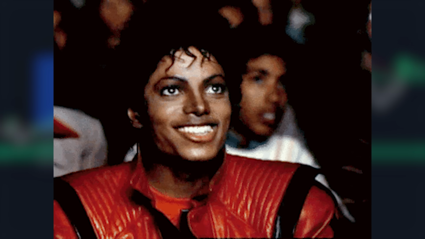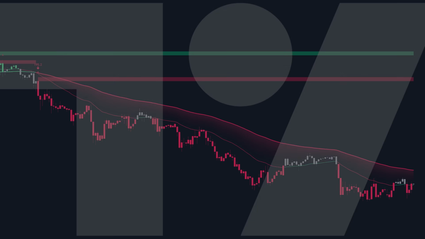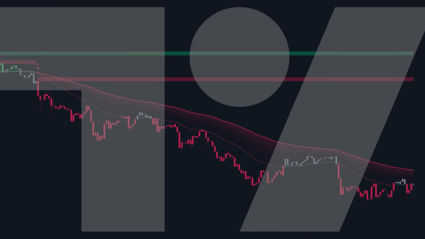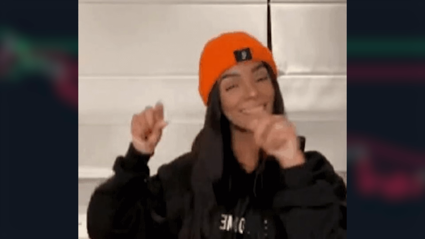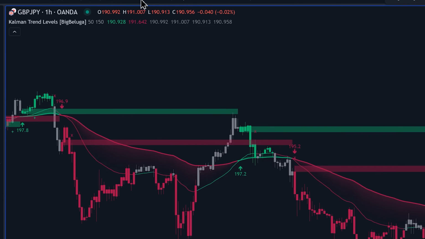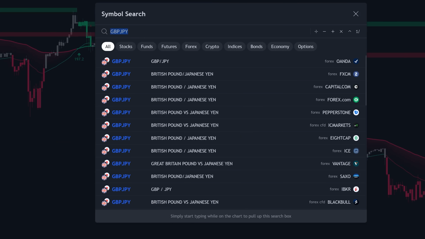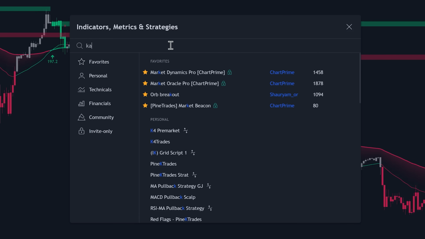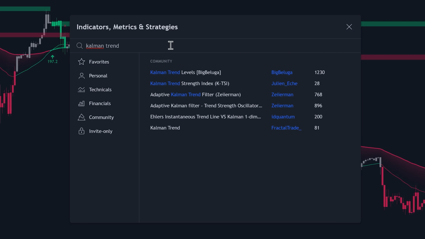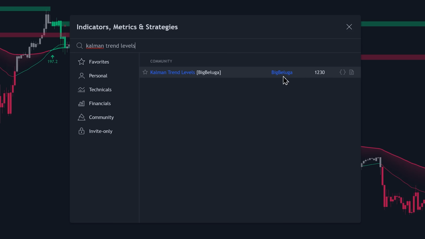Let's get into it. Now, to get started with this indicator, you first of all want to go to TradingView, the trading platform that I'm going to be using. If you need to sign up, there's going to be a link in the video description for you to do that. After that, you want to open any trading asset that you like. For me, I'm going to be using the 1 hour time frame of GBP JPY. Next, you want to click on indicators and type in Kalman Trend Levels. And it's going to pick this one by Big Beluga.